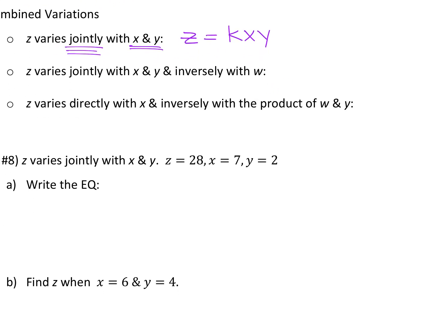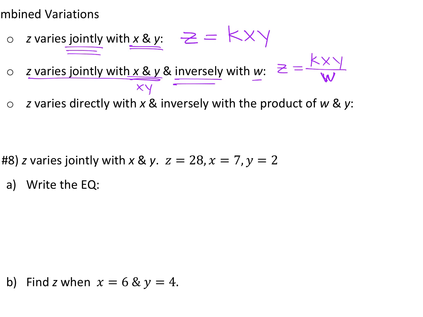So this second one, z varies jointly with x and y, okay? That's exactly what we had before. Z varies, and then jointly with x and y, so that means multiply x and y, but inversely with w. What does that mean? Inverse variation, you divide, right? So it's going to be k times x times y, jointly with x and y, divided by w. Does that make sense?